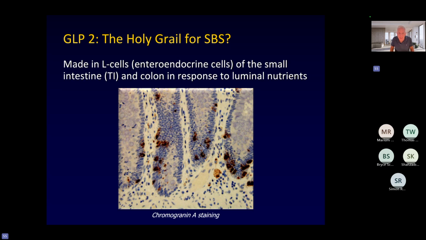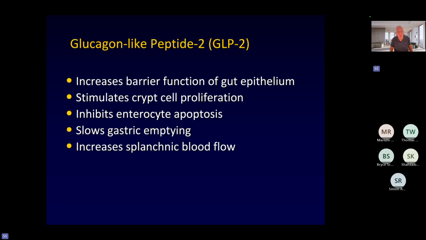GLP-2 is made in the L cells or enteroendocrine cells. We've seen these previously of the small intestine and colon in response to luminal nutrients. And this is a chromogranin A stain of these enteroendocrine cells. I've shown you that previously. What does GLP-2 do? It increases barrier function of the gut epithelium. It stimulates crypt cell proliferation, inhibits enterocyte death or apoptosis, slows gastric emptying, and increases splanchnic blood flow. All the things we want to achieve in managing the patient with intestinal failure.